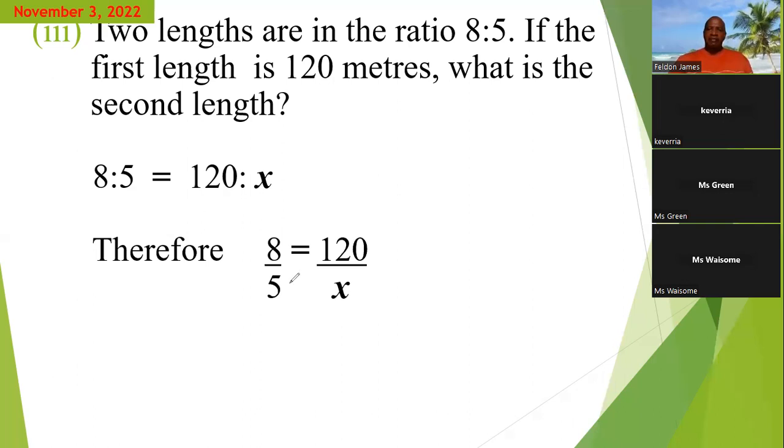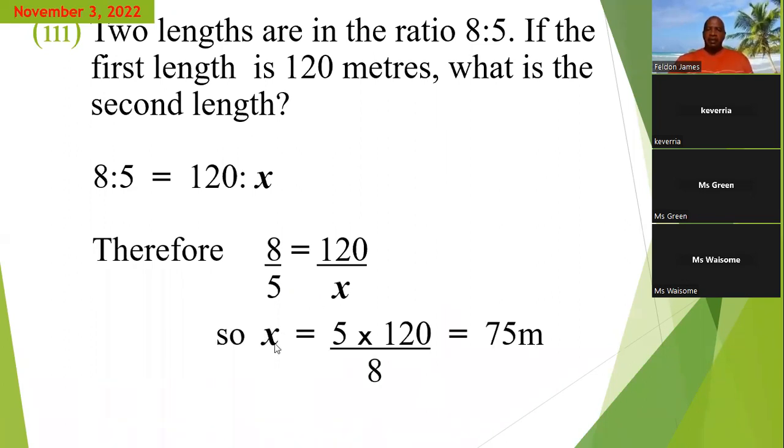So when you have two fractions equating and you want to get rid of the denominators, you can carry out this cross multiplication method. And so when you do this cross multiplication, you will end up working out this. So the x would now become 5 times 120 over 8, which is equal to 75. And so that's how we would arrive at our answer.